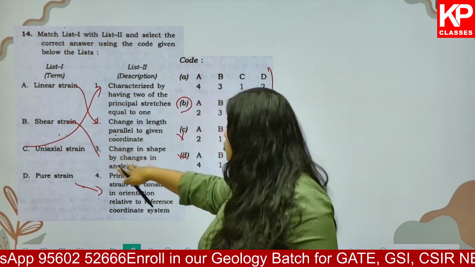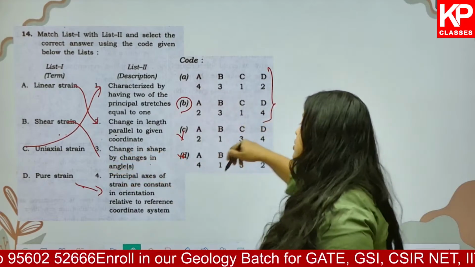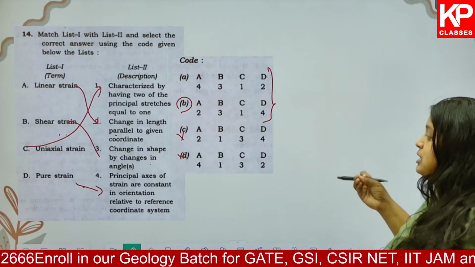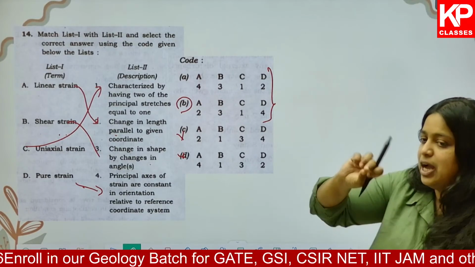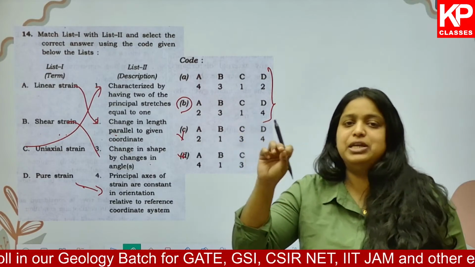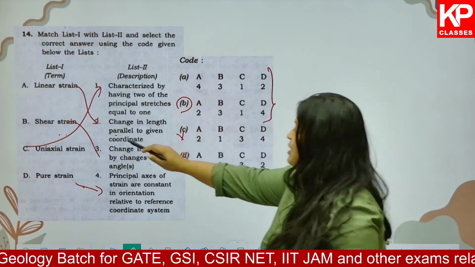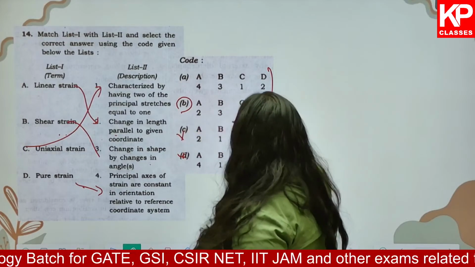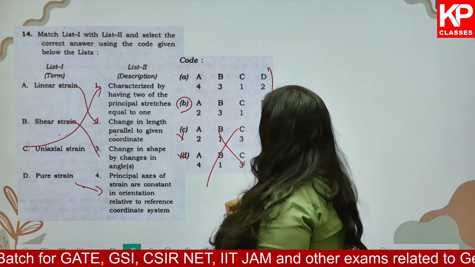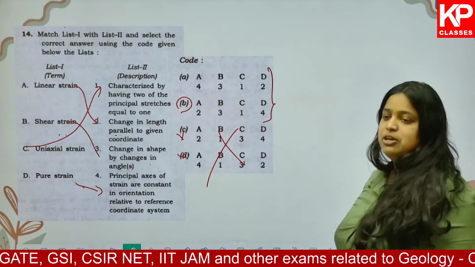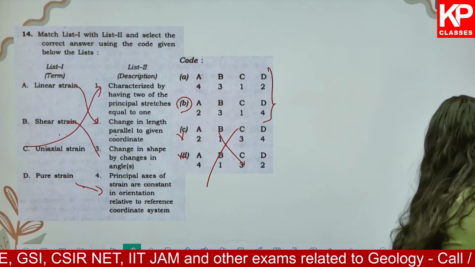Shear strain means there is a change in the shape by changes in the angle. When we define the term shear strain, we actually calculate the angle of variation happening to the diagonal. Using that term, you will be able to cancel out these two options, then concentrate on the rest of the terms to get the answer.